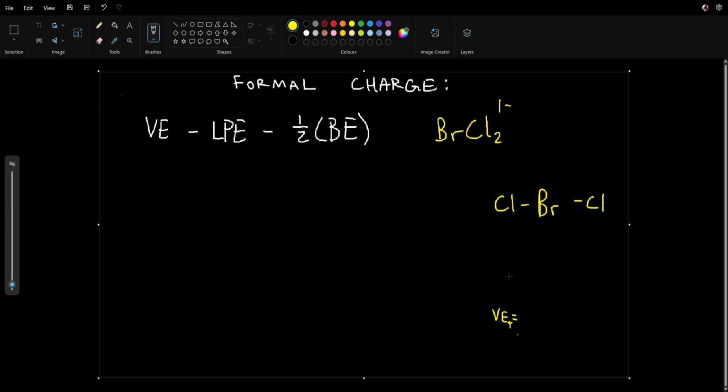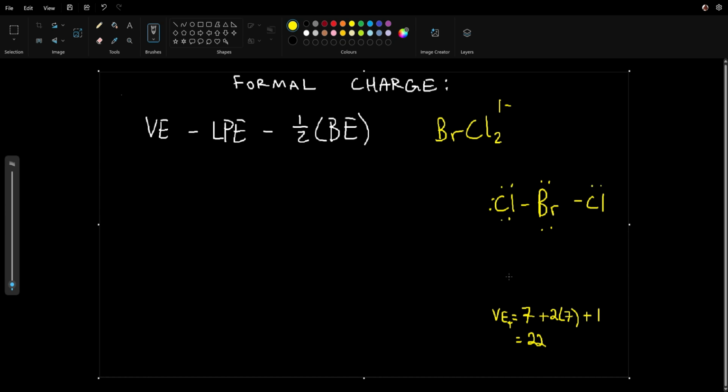If we want to count our total valence electrons, let's write T for total, which is going to equal 7 on bromine plus 14, which is 2 times 7. And then we're going to add another one because the total charge is 1 minus, which will get us to 22 total electrons in the molecule. We go 1, 2, 3, 4.